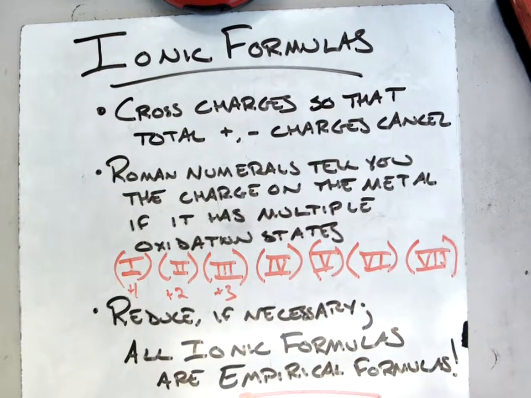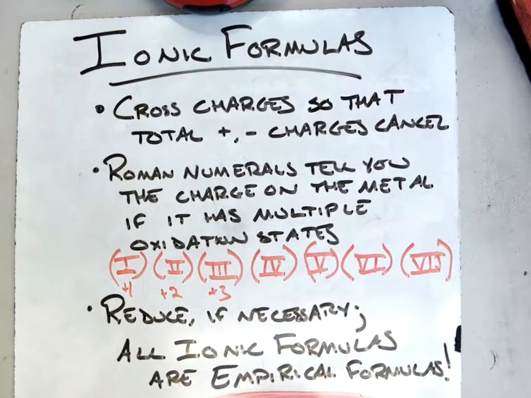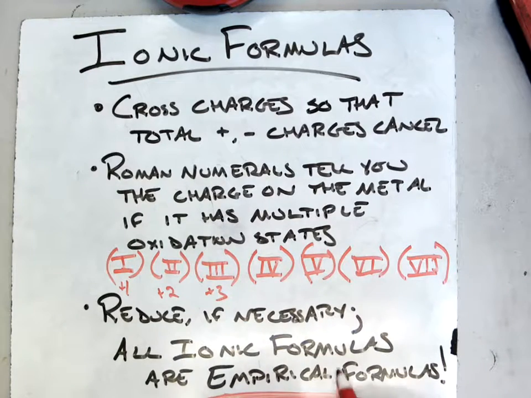Okay, now, here is where a lot of us tripped up. Reduce the numbers if necessary. All ionic formulas are empirical formulas. By definition, all ionic formulas are simplest reduced ratios. So this also brings in the definition of empirical formulas. Okay, so let's address that here as well.